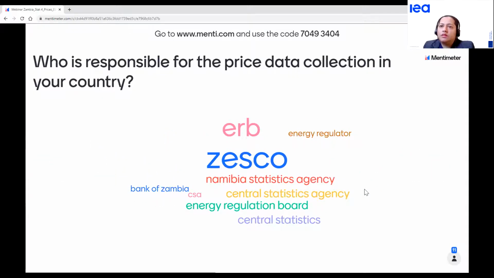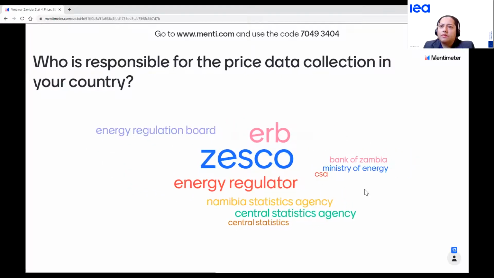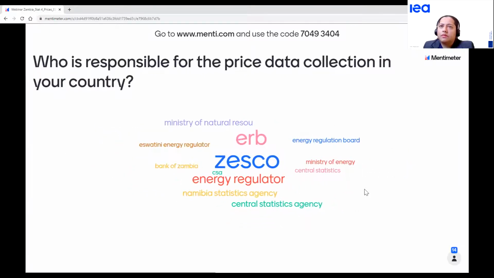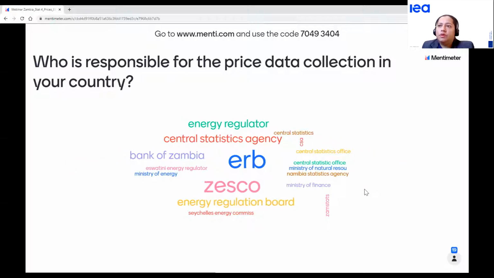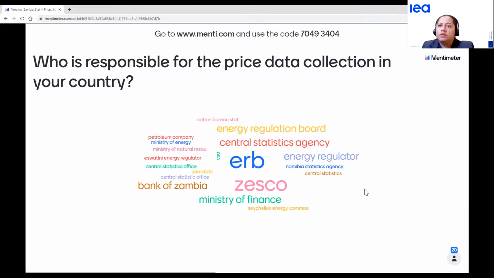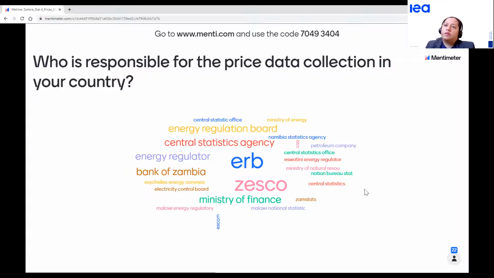Bank of Zambia, CSA. Ministry of Natural Resources, Eswati Energy Regulator. Excellent. So we have a few institutions that are doing this work. We have a few more that are getting in. ESCOM.